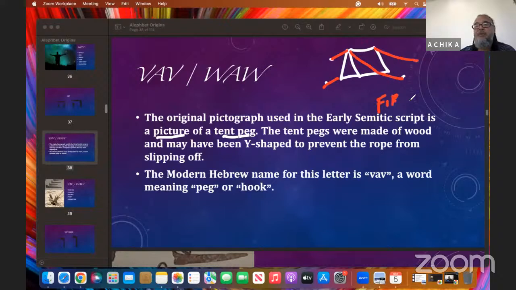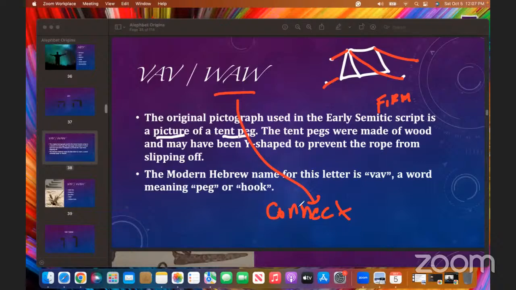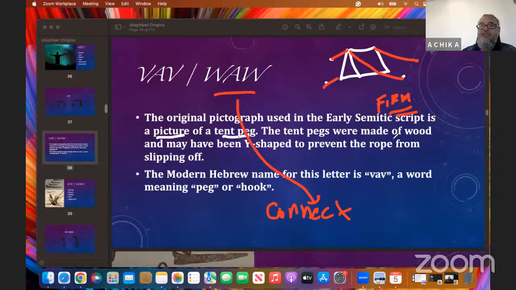What it does is connecting. It's used for connection. We're going to connect the tent to the ground. So the letter Wa has to do with the idea of connect. It's like a tent peg. You're making a connection and you want the connection to be firm.